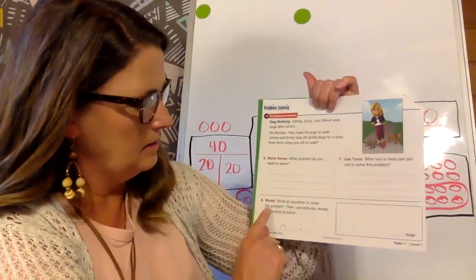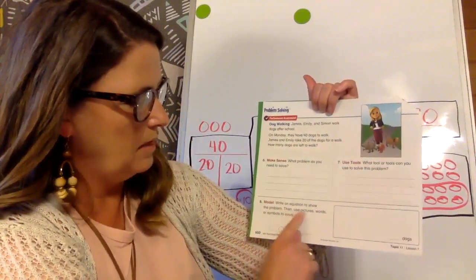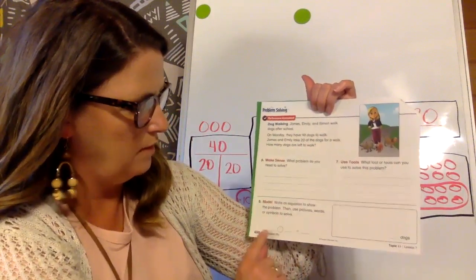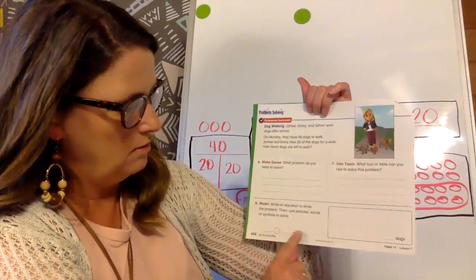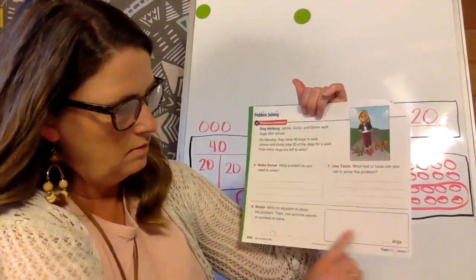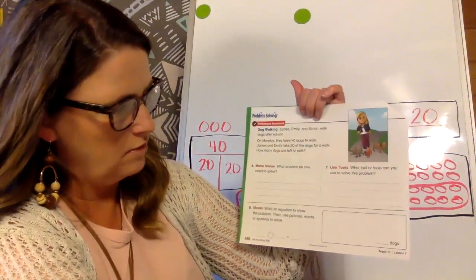And number 8 says, write an equation to show the problem, then use pictures, words, or symbols to solve. So this is the line where you're going to write the equation and put your answer. This is where you'll solve it, work it out with your model, and then write your answer there to match.